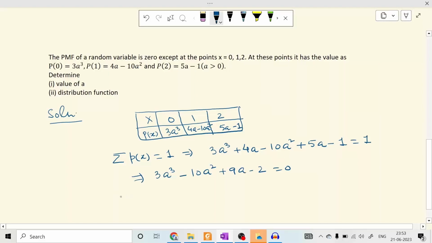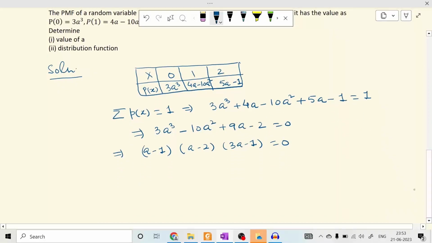This you can easily factorize. This is a cubic equation, so it has 3 linear factors, that is, a minus 1, a minus 2, and 3a minus 1 equals 0. When you simplify this, you will get the values of a as 1, 2 and 1 by 3.